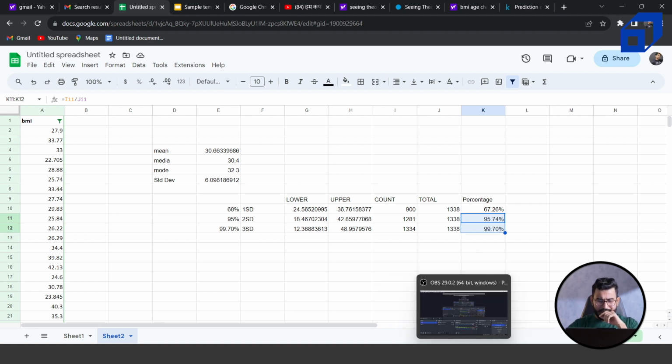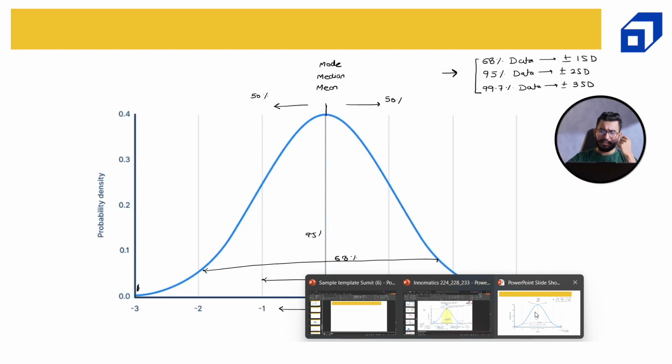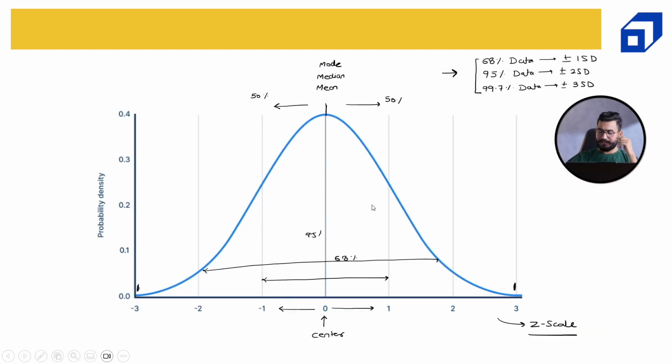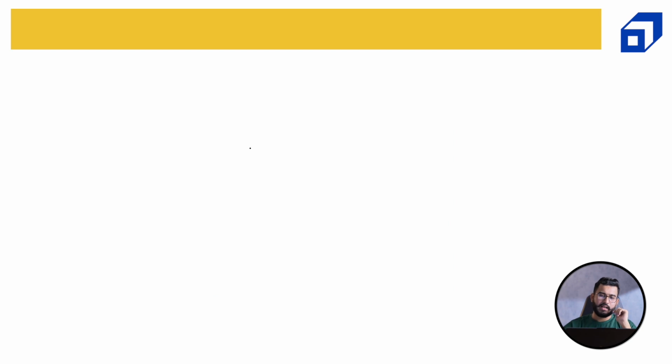Now, if I am given a particular value, how can I find out the probability at that point? If you're not able to understand my question, don't worry at all. Let me try to make you understand what I'm asking. This is my standard normal distribution. This is my middle point, which is 0. 0 means the mean is 0.